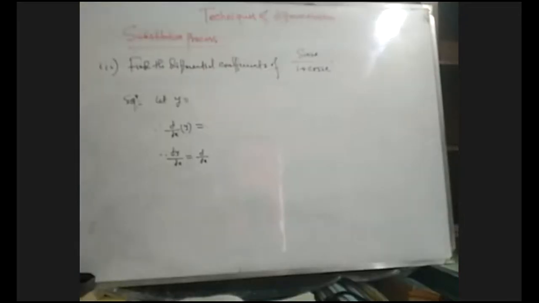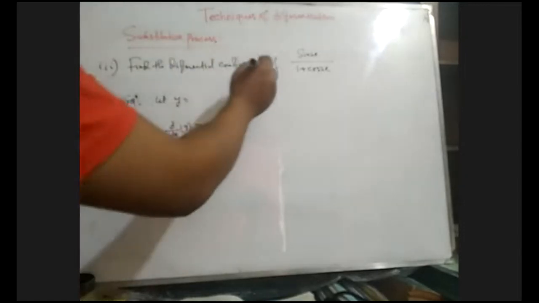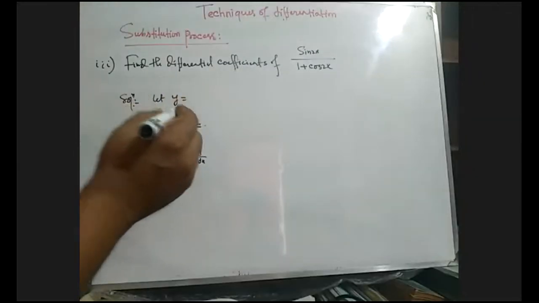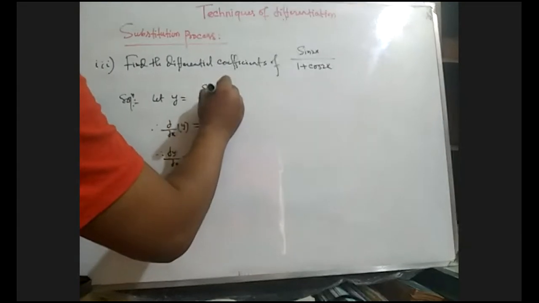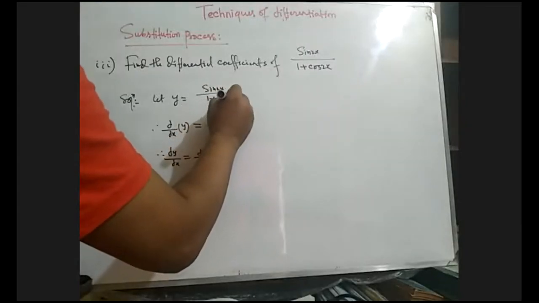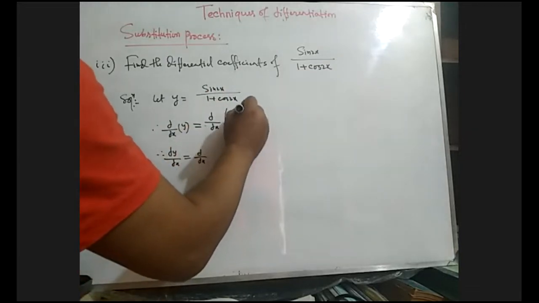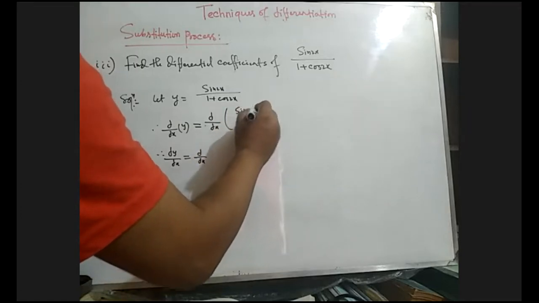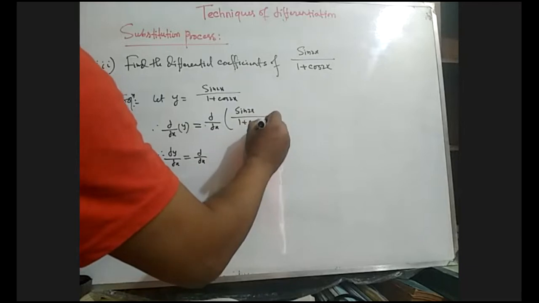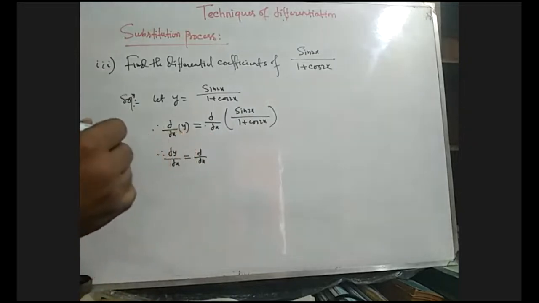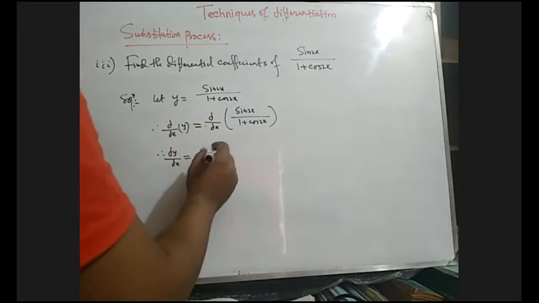Okay, now another similar example, using the substitution process and the quotient rule also. So how can we find the differential coefficient of sin 2x divided by 1 plus cos 2x? Let y equal sin 2x divided by 1 plus cos 2x. Now taking d/dx on both sides, we can use the u by v process here.